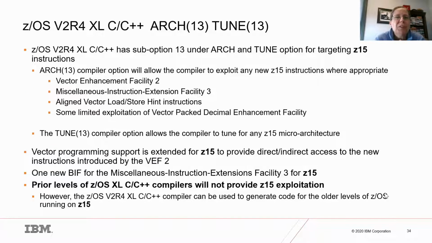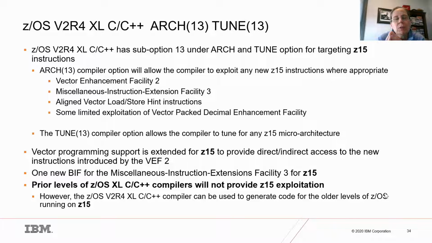Now a word about C, C++. Of course, we have the new machine instructions on z15, and the C, C++ compiler has taken advantage of certain of those z15 instructions. You can see a short list here for them. Vector Enhancement Facility 2 might be one of the most popular ones. But the way that C, C++ has delivered its support for the z15 is it has put it into a new level of the compiler.